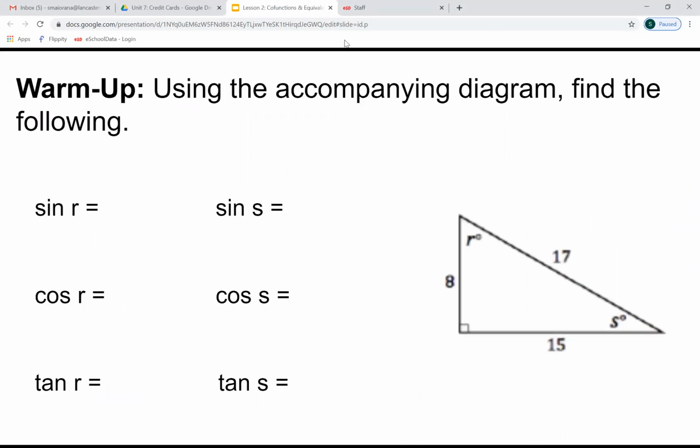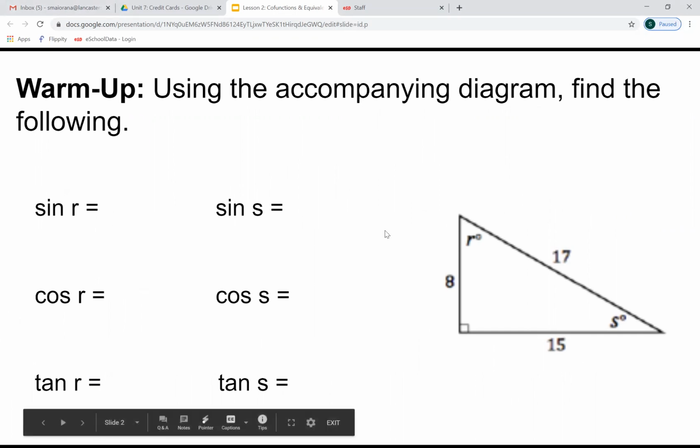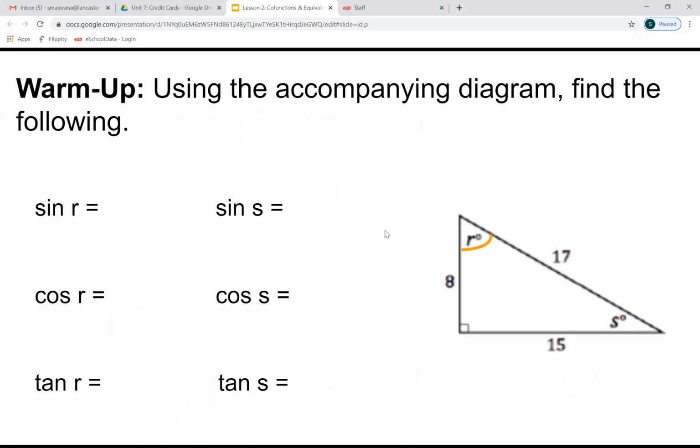So for the warm-up, we want to review finding our trig ratios. So first, if I focus on the sine, cosine, and tangent from angle R, I want to circle or put a mark on angle R and label my three sides. The hypotenuse is always across from the right angle. My opposite side that's across from angle R, in this case, is 15, and the adjacent side right next to it is 8. So when I want to find the sine of angle R, I want O over H, or 15 over 17. The cosine of R is going to be A over H, or 8 over 17. And the tangent ratio for angle R is going to be opposite over adjacent, so 15 over 8.